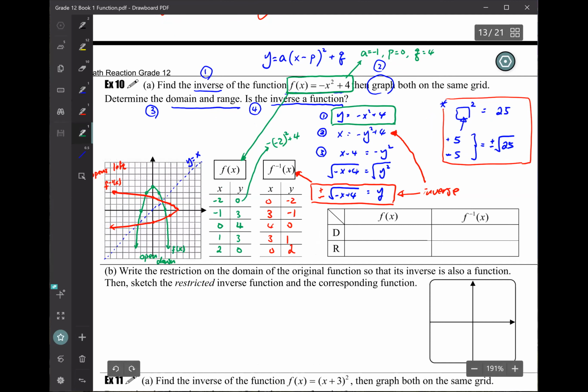For f of x, you look at the green one, okay? For the inverse, you look at the red graph. All right, so Cindy, what's the domain and range for the original? X equals all real numbers, and y is less than or equal to 4. Okay, very good. And Trudy, what about the inverse?